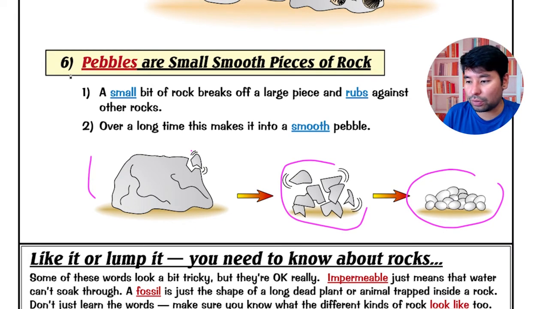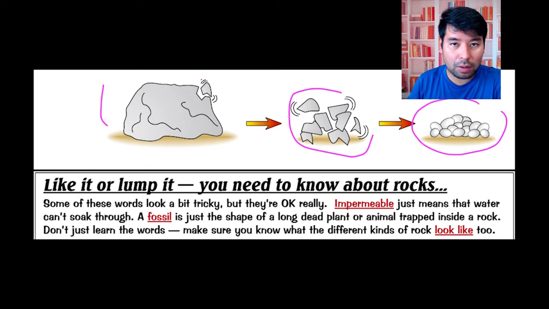And then let's go to the last part. Okay, now we have this last part. Okay, I just changed it a little bit here, the way to see the image, because it was a little bit difficult to see this final part. Okay, but let's go. So, like it or lump it, you need to know about rocks. Again, like it or lump it, you need to know about rocks.